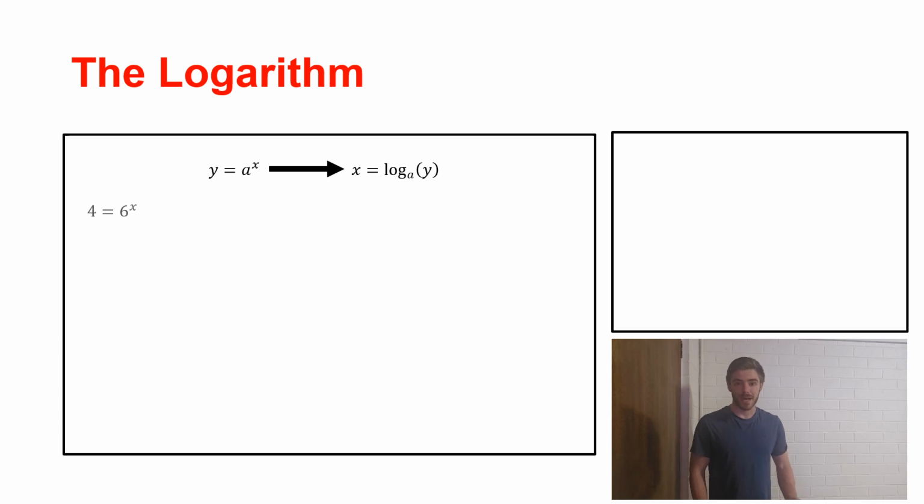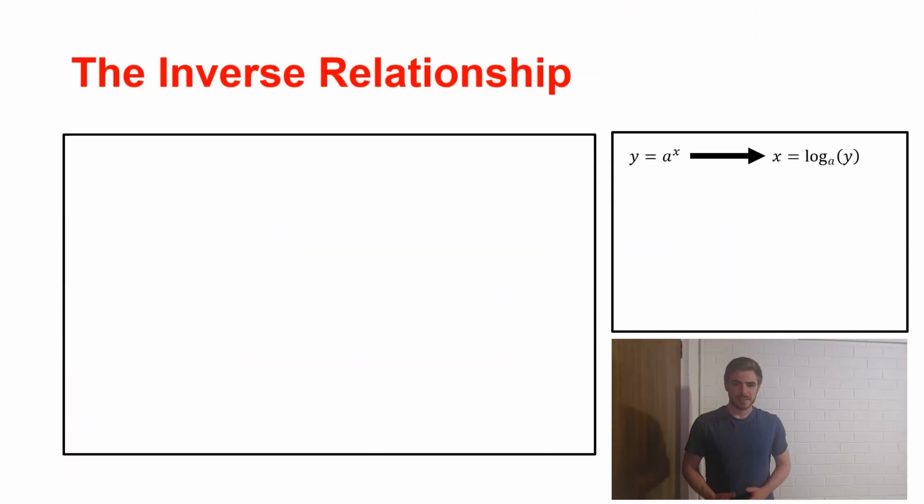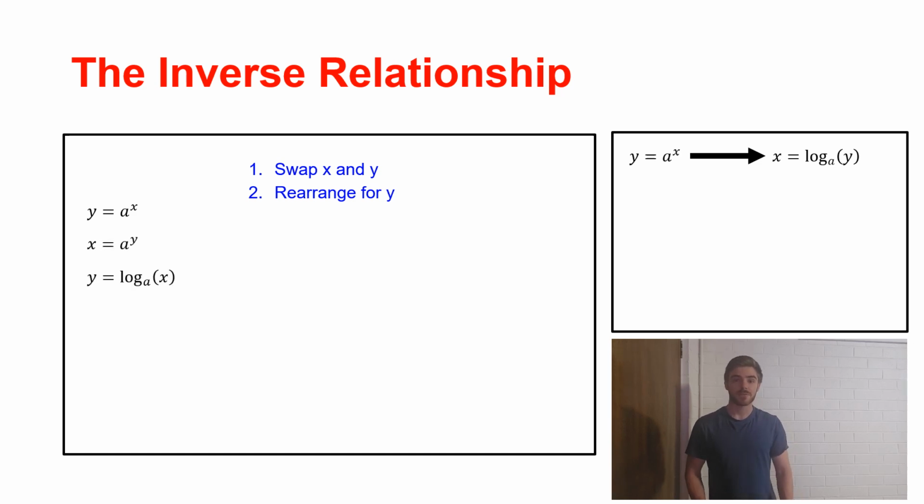For example, if we have 4 equals 6 to the power of x, and we want to solve for x, then all we have to do here is convert to a logarithm form by just swapping the order of all those terms. It's more accurate to say that the logarithm and the exponential have an inverse relationship. If you recall from your earlier studies when it comes to inverse functions, you can find the inverse of any function by swapping the x and the y and then solving for y. When you do that for exponentials, you get a logarithm.